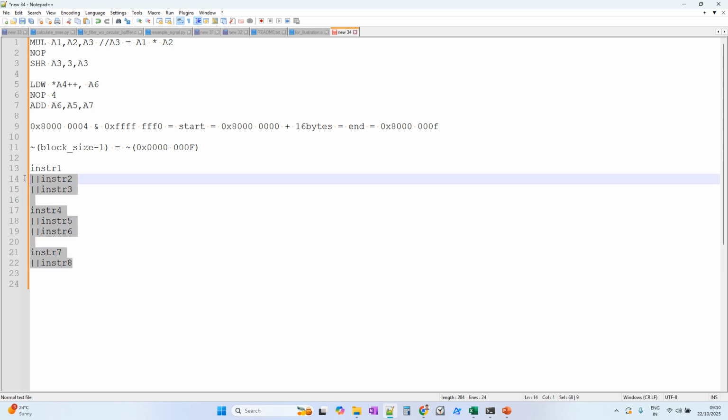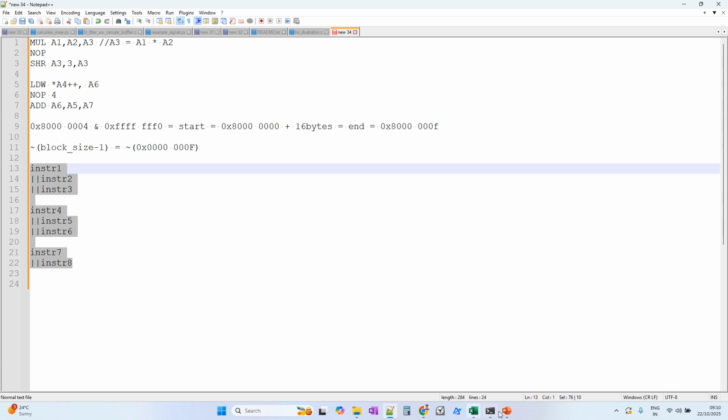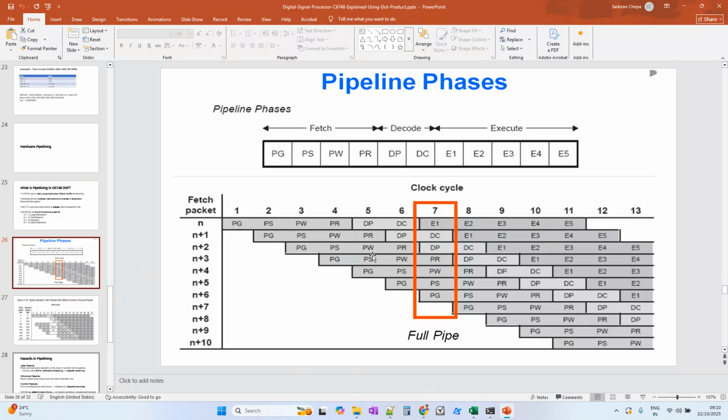If everything is parallel, then there will not be any stall. That's the pipeline that you have shown here. All 8 instructions are in parallel, so there will not be any stall. If you see here, there is no stall. And this is the full pipeline. Each of these, if you see here, fetch is taking 4 cycles, decode is taking 2 cycles, and execute is taking 5 cycles.